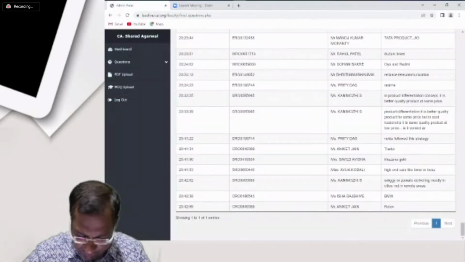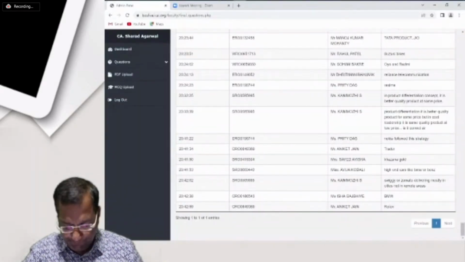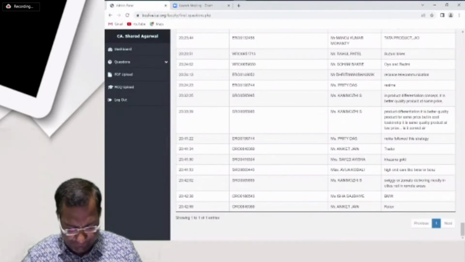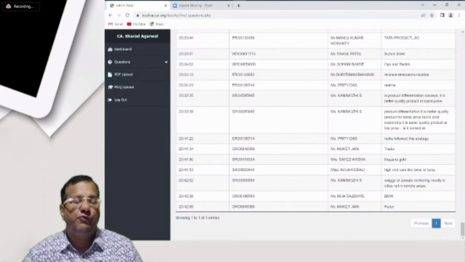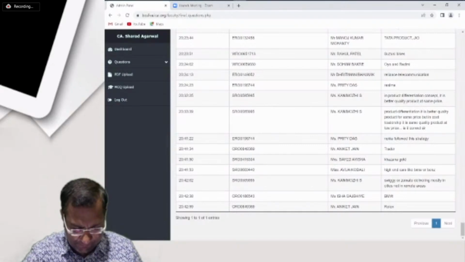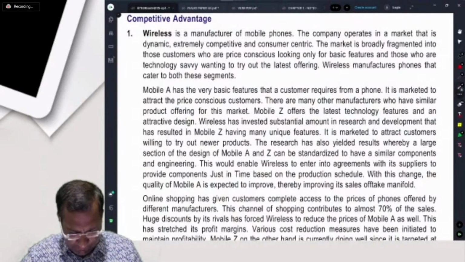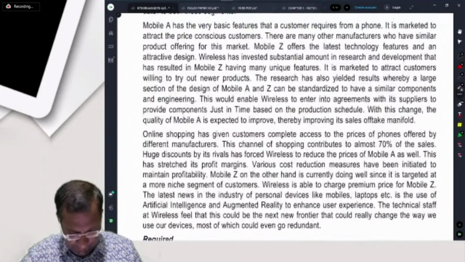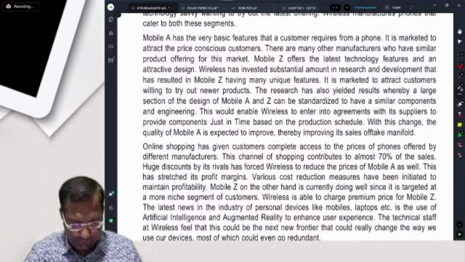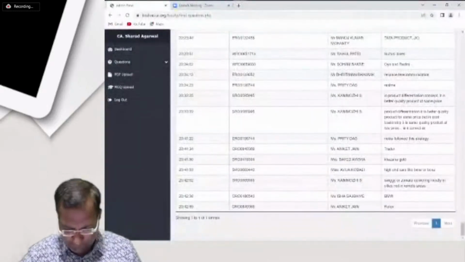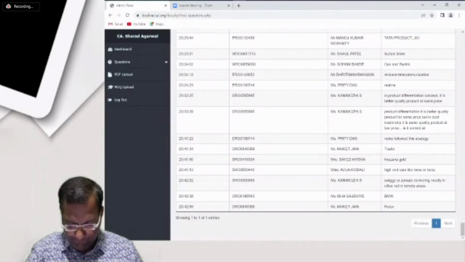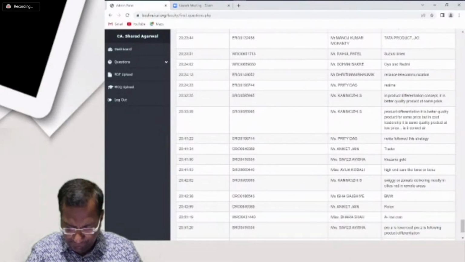Tell me, beta, I am waiting for your answer. A comparatively simple question for the application part. Which strategy is the company following for mobile A and mobile Jet? I'm waiting for your answer, beta. Please revert fast.